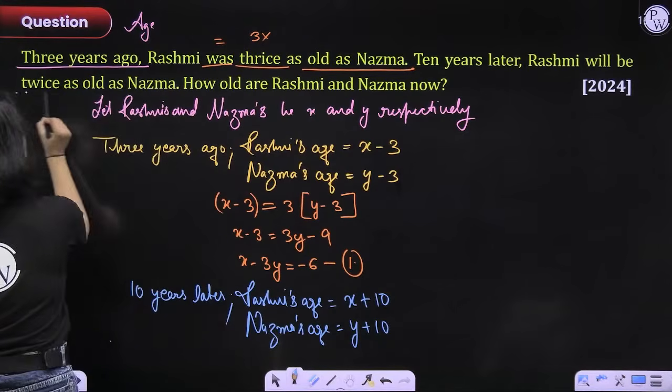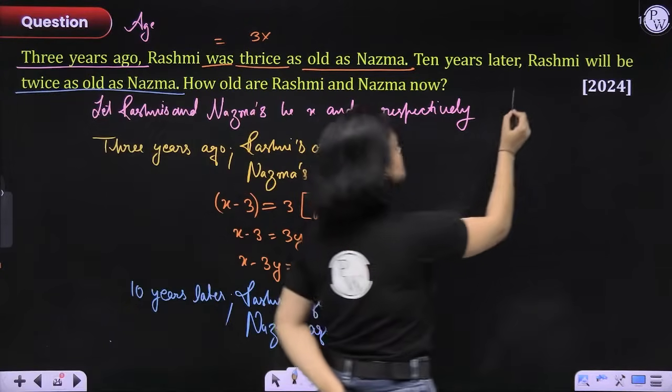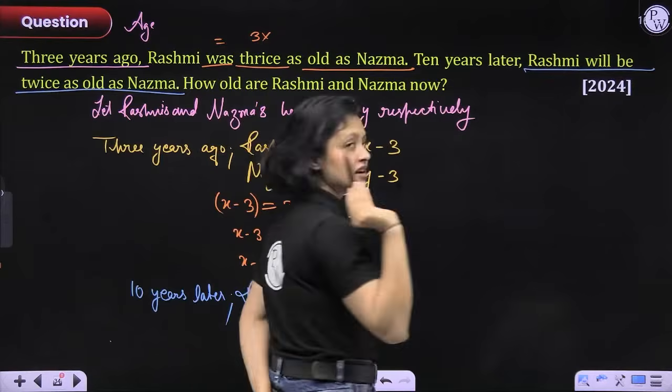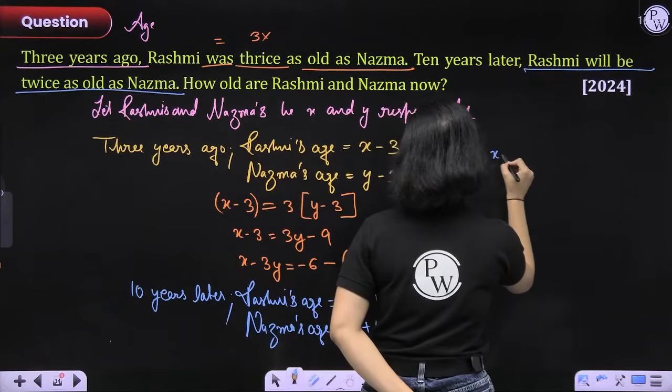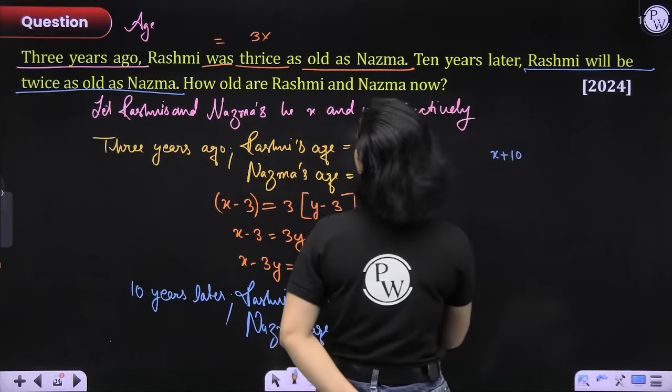Rashmi will be twice as old as Nazma. Okay? That means Rashmi's age, what is Rashmi's age, everyone? x plus 10, right?